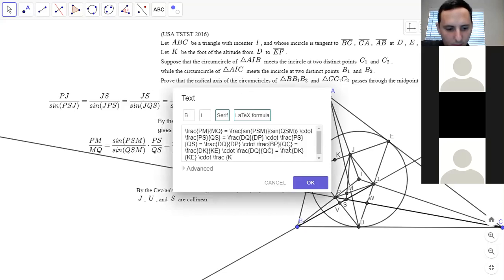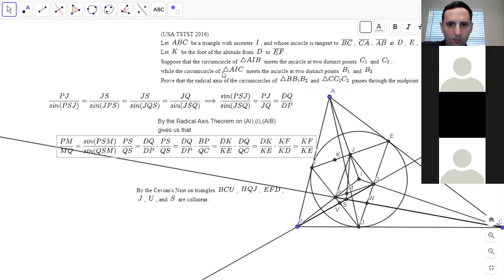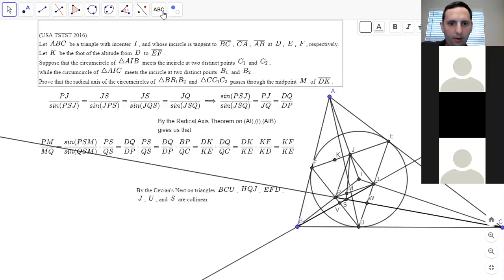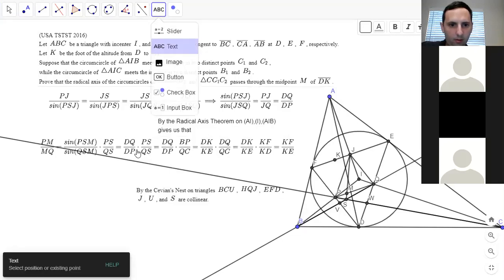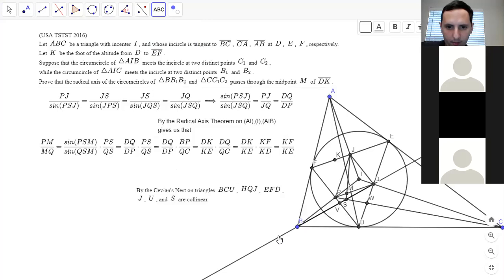So K, M and D are collinear. Okay. So this is KF over KE. So then we have DK and M are collinear. So M will be the midpoint of KD, and that will solve the problem. Let me just write that for a sec.